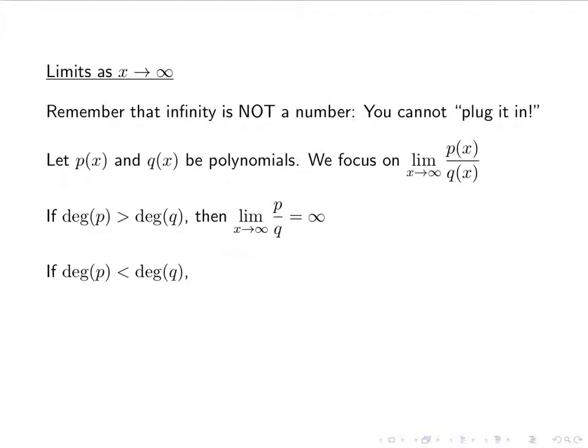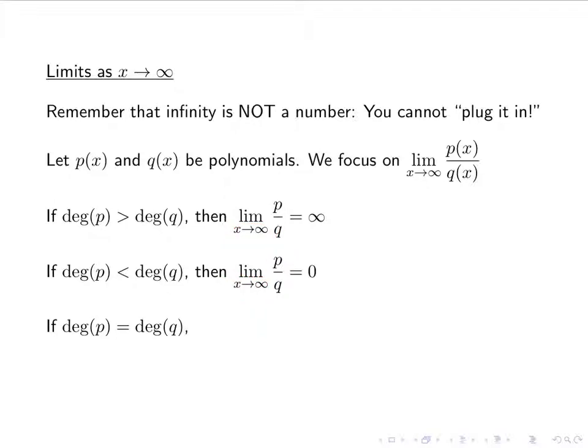If the degree of p is smaller than the degree of q, so the larger degree is on the bottom, then the limit is 0. Remember, this is only true when x goes to infinity. If it's not infinity, if it's a number, then we have to use the rational polynomial thing that we were doing before. If it's not continuous at that point, then you have to try to factor it and make it equal to a function that is continuous.